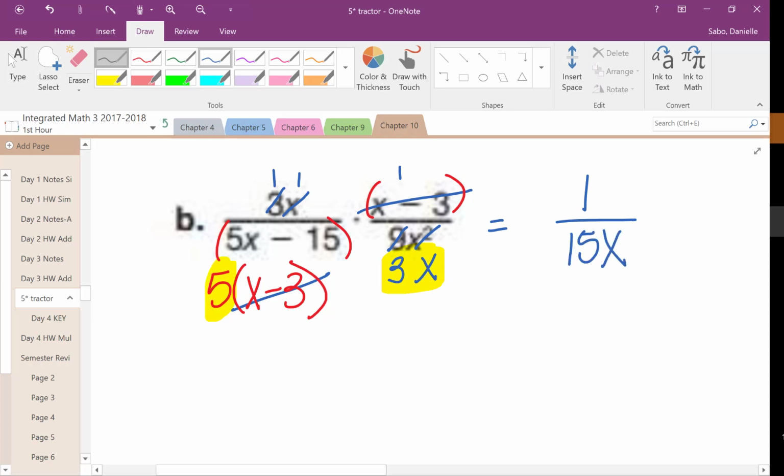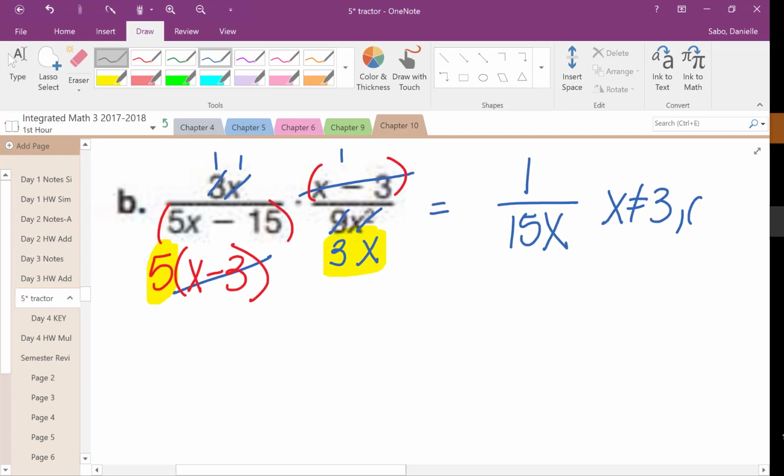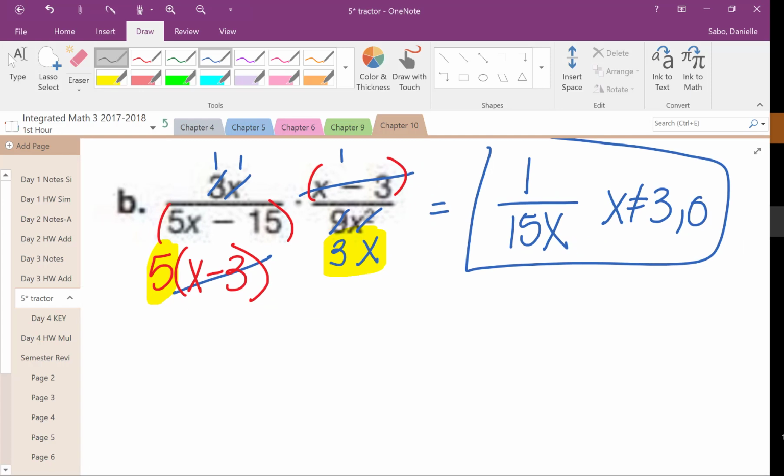Now, my restricted values. What makes the denominator equal to 0? What makes this piece equal to 0? X equals 0. Very good. A lot of you only had the 0 because you're only looking at the answer. You need to make sure you go back and look at the problem. Where can any of the bottoms be 0? If it helps you, write them before you cross things out.